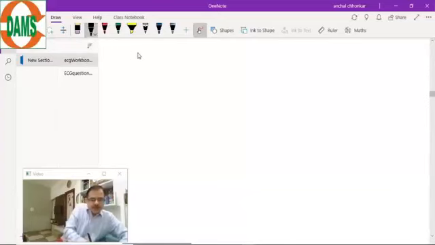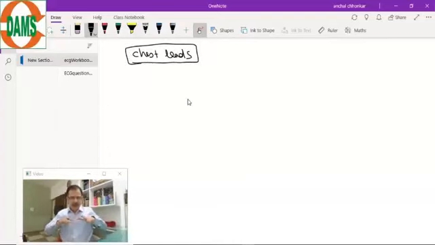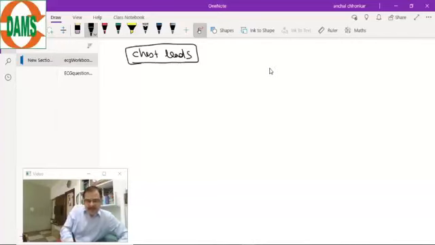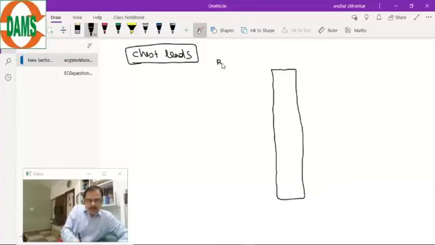All right, so chest leads are placed on the chest wall, and they detect the horizontal current which is going from endocardium to the epicardium and vice versa, from epicardium to the endocardium. The horizontal plane will be detected by the chest leads. So the placement is very simple. This is the sternum, right side, left side.